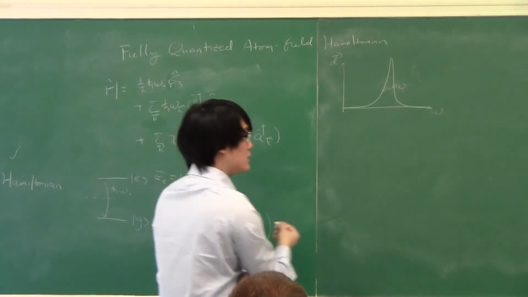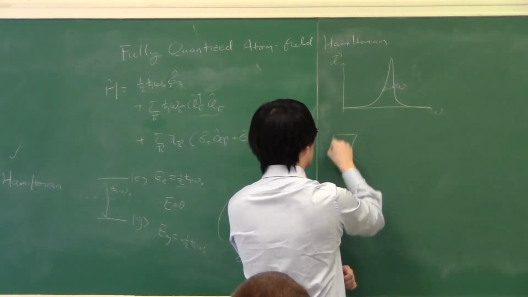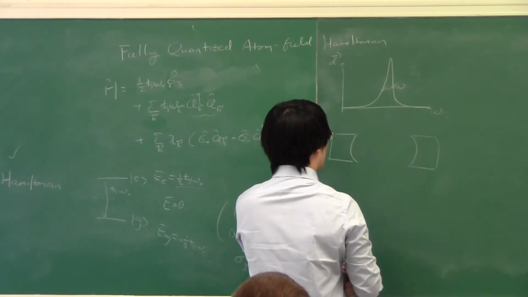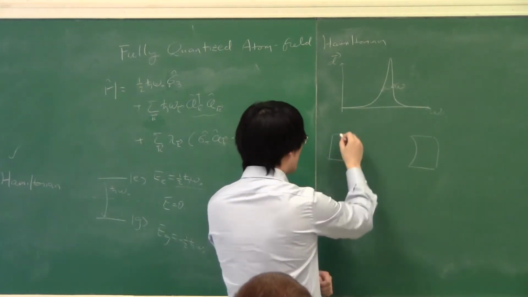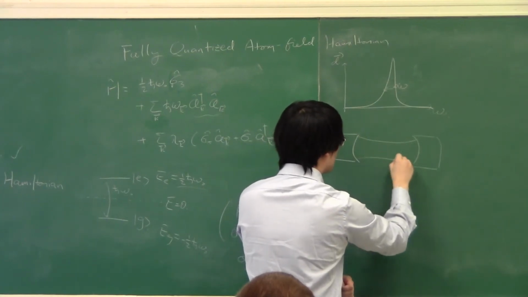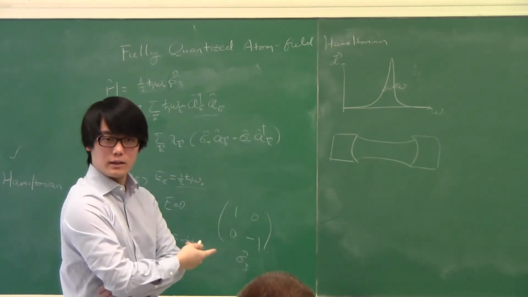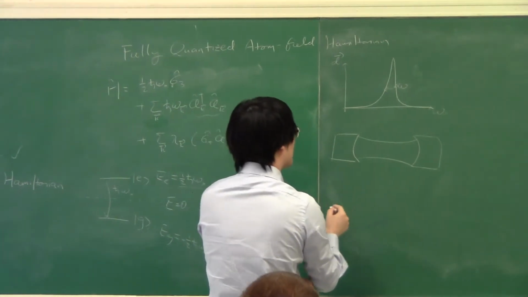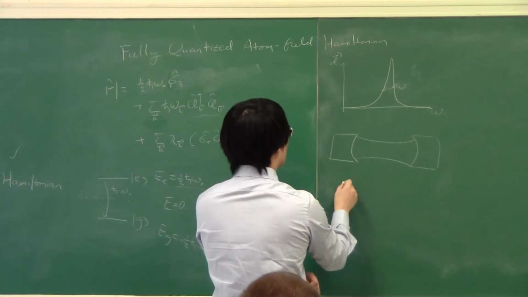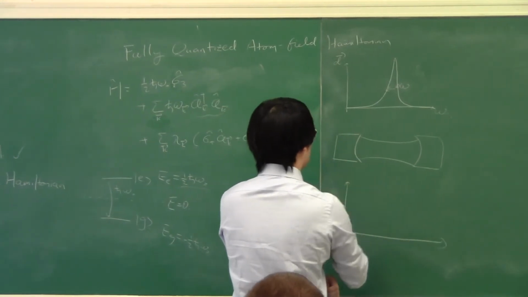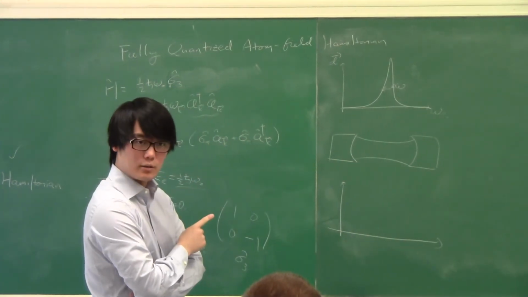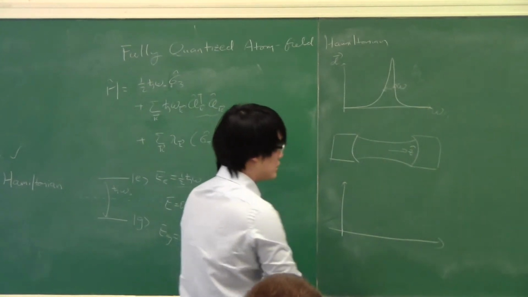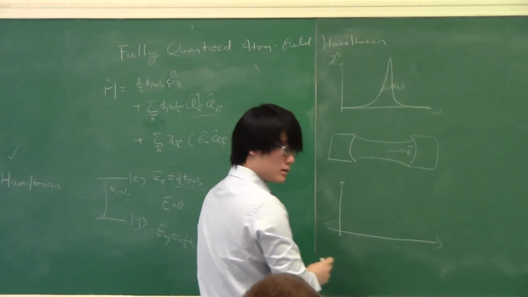I make a cavity like this, mirrors on two sides, and the fields are quantized inside of the cavity like this. I need a curved mirror because I want the field to be stable, but that actually doesn't concern us here. The k's are quantized in the z direction, let me call this the z direction, and therefore the omegas are quantized.